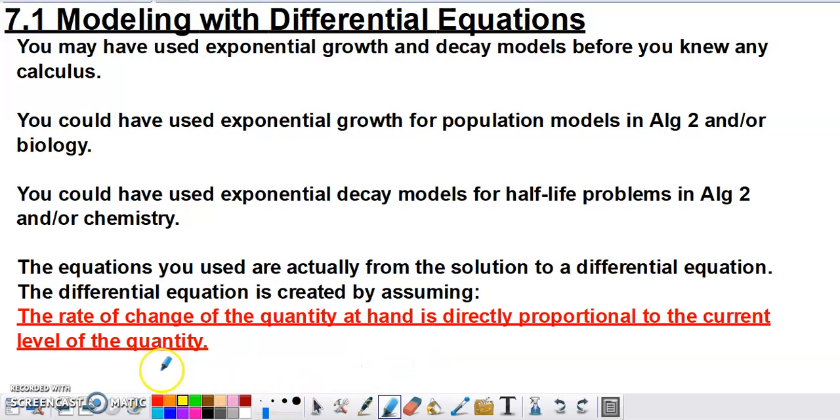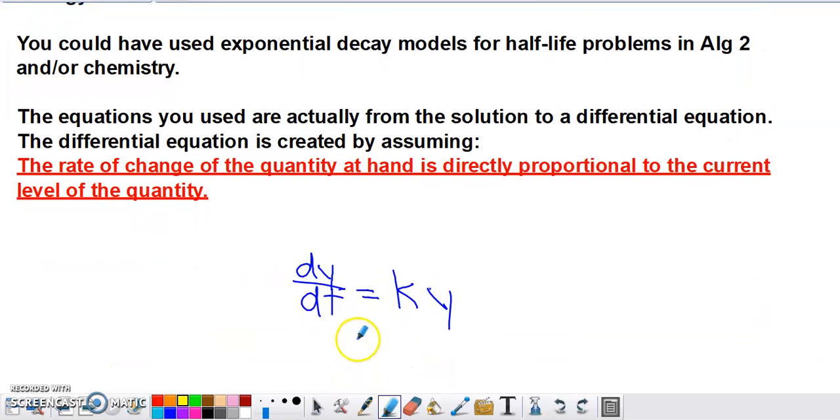And the assumption is this: the rate of change of whatever quantity you're considering, so the rate of change of the population, the rate of change of the amount of the substance that's remaining, that's decaying, the rate of change of that quantity, it's directly proportional to the current level of the quantity. This statement that's here in red allows us to write this differential equation. So it's a differential equation because it's obviously an equation because of the equal sign, and it's got differentials over here. It's an equation that is a derivative, essentially.